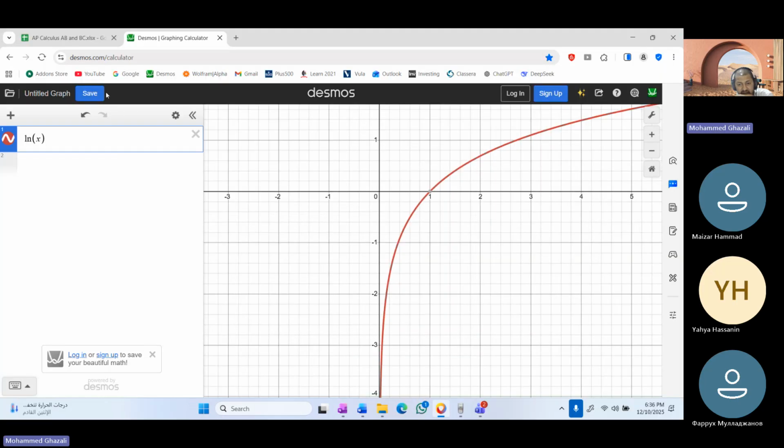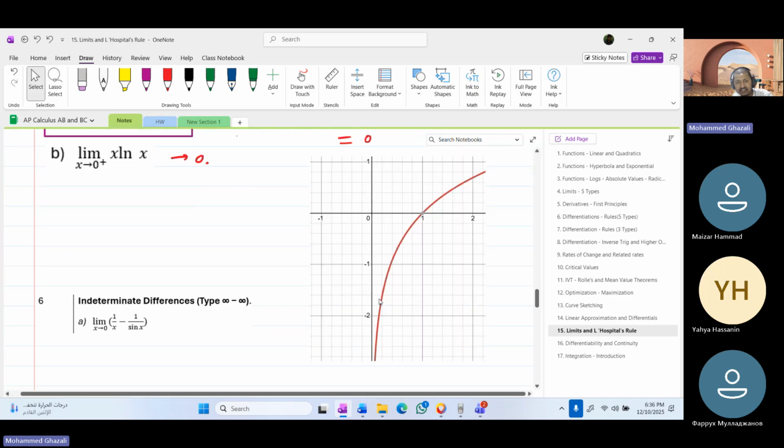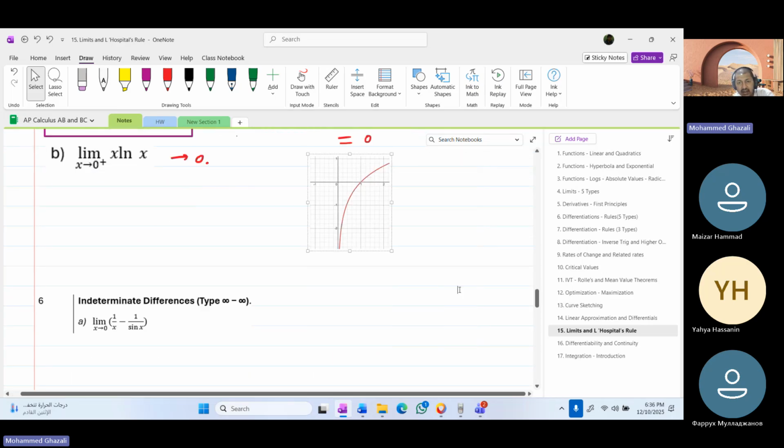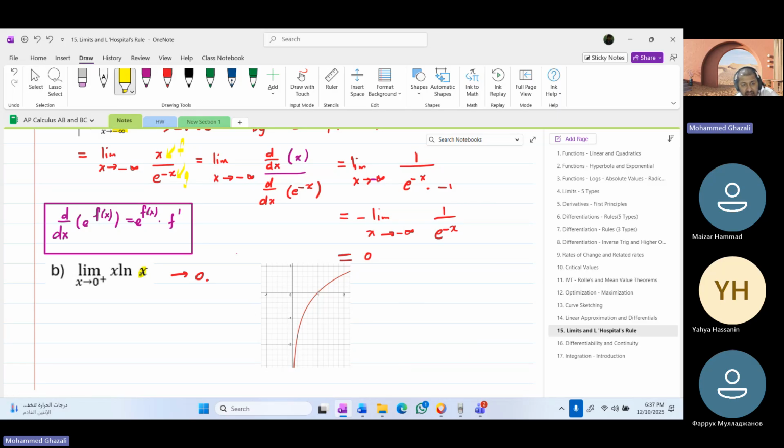I need to check if it's an indeterminate product. Watch this example here. I want to check what happens when the limit as x approaches 0 from the right. You can only get 0 from the right because x has to be positive. The domain of the ln function has to be positive. So 0 from the right is what? 0 times negative infinity. So again, we need to apply L'Hopital's rule.